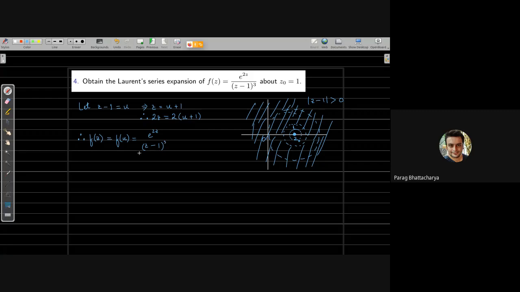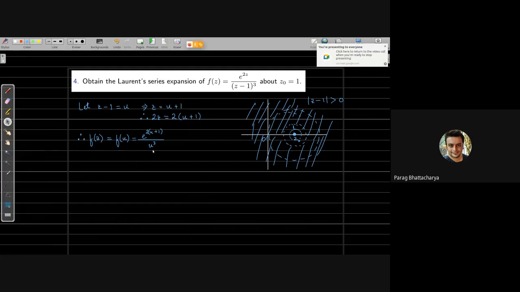Now we are going to rewrite this. This twice z, I'll replace with 2 times (u plus 1). And in the denominator, this (z minus 1) whole cube, I'll replace with u cube. As a result, we will have e to the power 2(u plus 1) divided by u cube. So I have made a change of variables, and we have written the original function in this format.